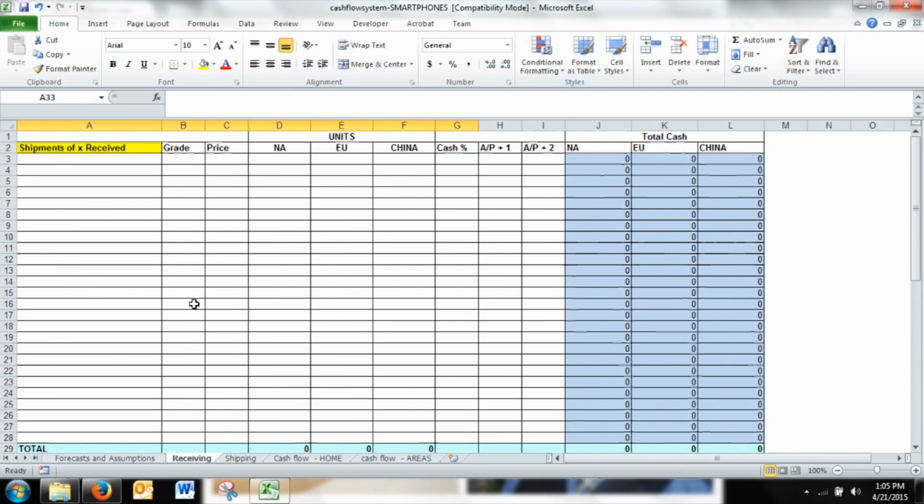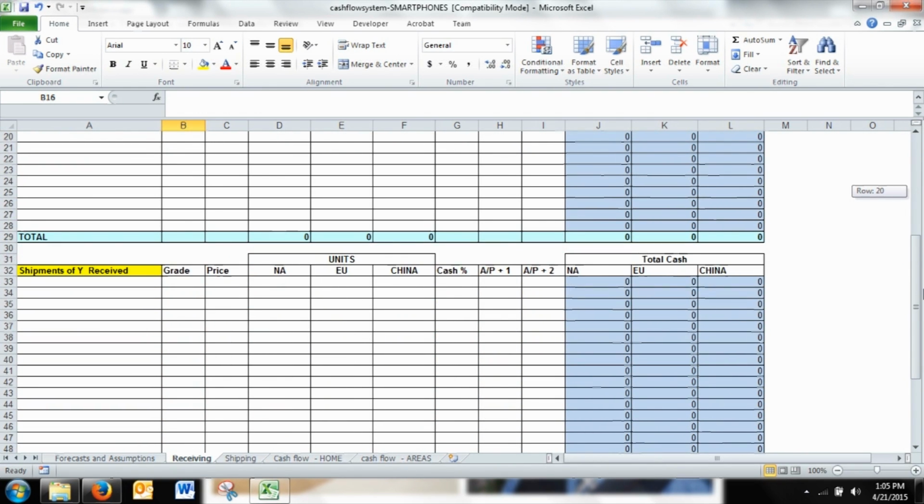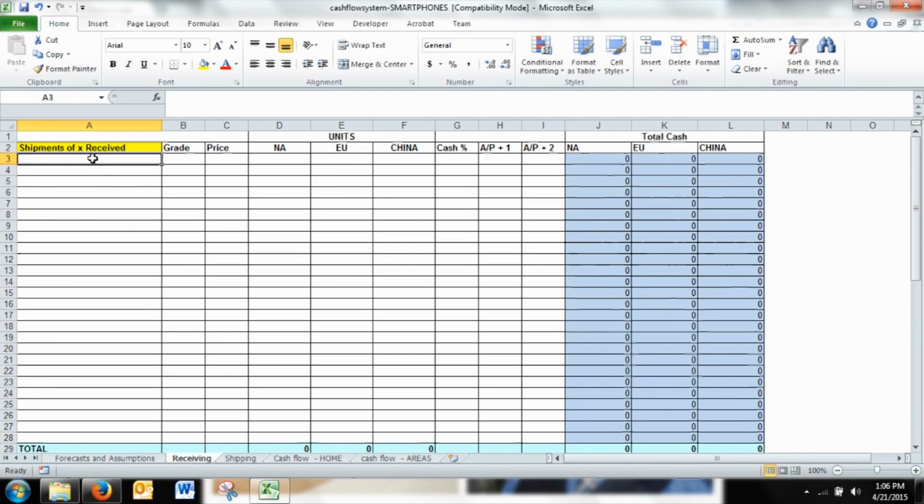Now we can also make projections in terms of what we're going to receive in terms of X and Y. So we know we're producing some Y. So let's say we're going to get some X. So we'll just say from Team 34, grade 2, price $35. We're getting 10,000 units of X in each area from our loyal supplier, Team 34. And we have to pay them 50% cash and 35% there and 15% there.